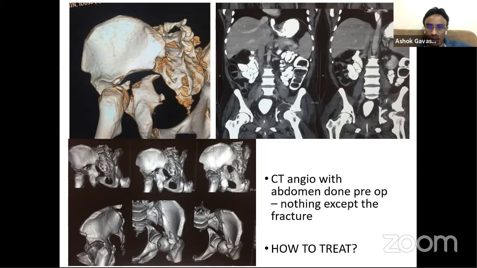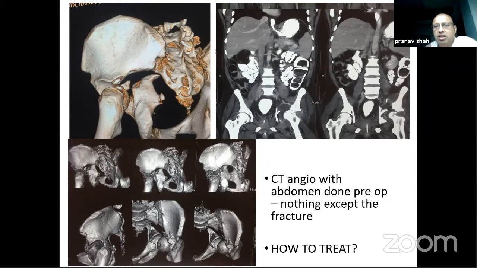How old is your patient? Yeah. This patient is around 35 years.